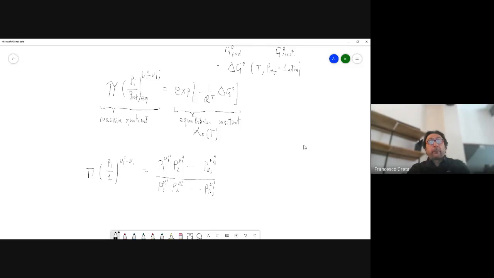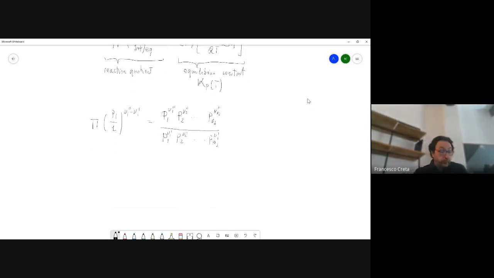So the actual definition, okay? So given a chemical system and one reaction, we have identified, okay, the set of partial pressures that is consistent with a condition of equilibrium. So again, if you want to rewrite this, it would be something like this.